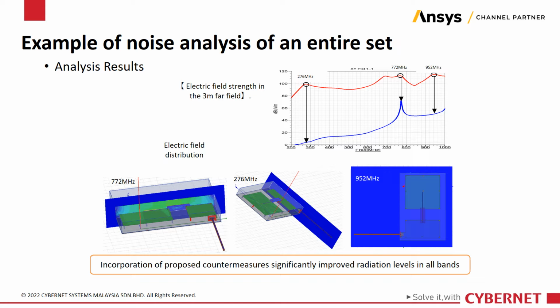These are the results after countermeasures were applied. You can see that the noise peak has been lowered and the electromagnetic field radiation level has also been reduced. By visualizing and examining electromagnetic fields in this way, it's possible to confirm the effectiveness of countermeasures before making any design changes.